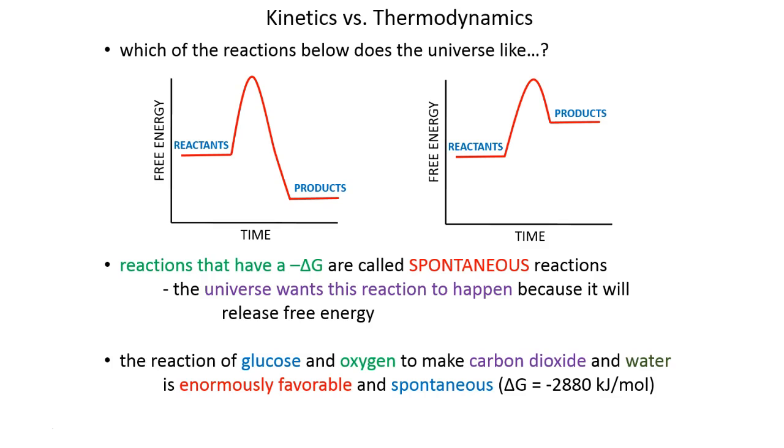This reaction is enormously favorable and spontaneous, and it releases tons of free energy. In fact, the delta G of this reaction is negative 2,880 kilojoules per mole. Trust me when I tell you that's a lot of energy. So this is how we get our energy to survive.